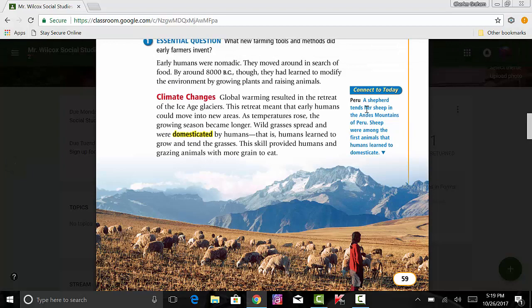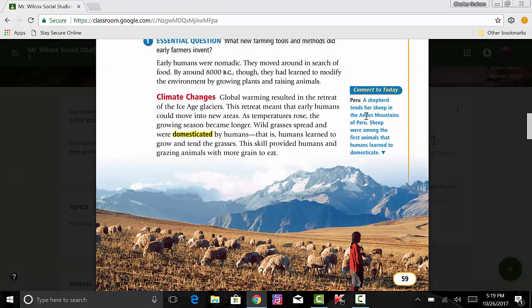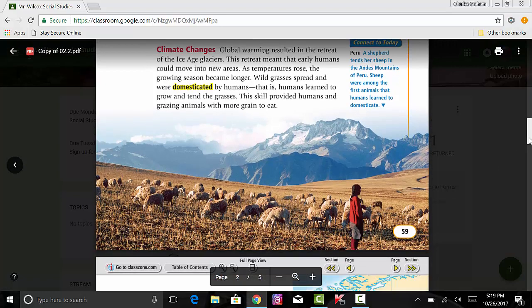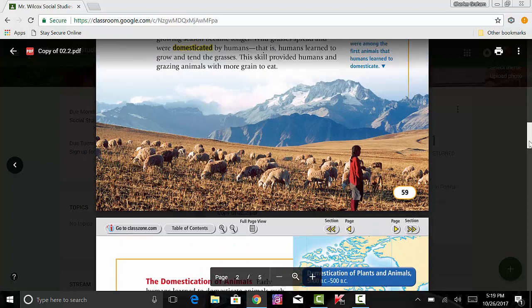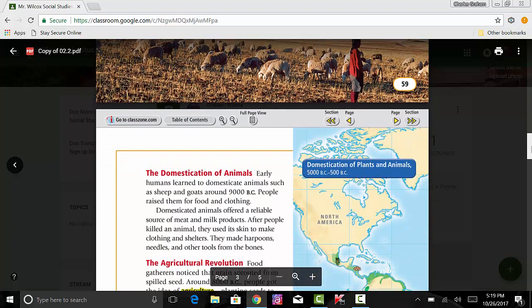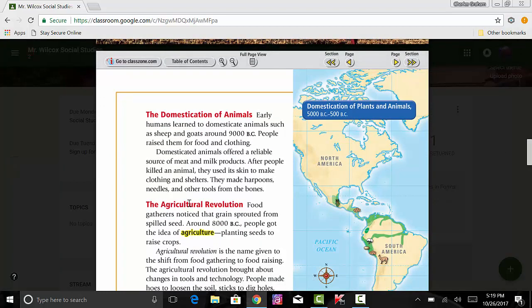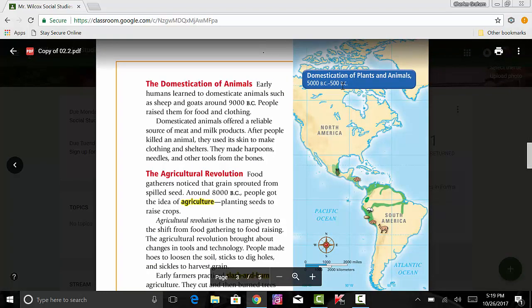Connected today. Peru. This is Peru, the picture. A shepherd tends her sheep in the Andes Mountains of Peru. Sheep were among the first animals that humans learned to domesticate. Think about some other animals that are domesticated, like cows, goats, pigs, chickens, horses. The domestication of animals, the agricultural revolution, so here you go. If you didn't know what it was before, we'll soon find out.